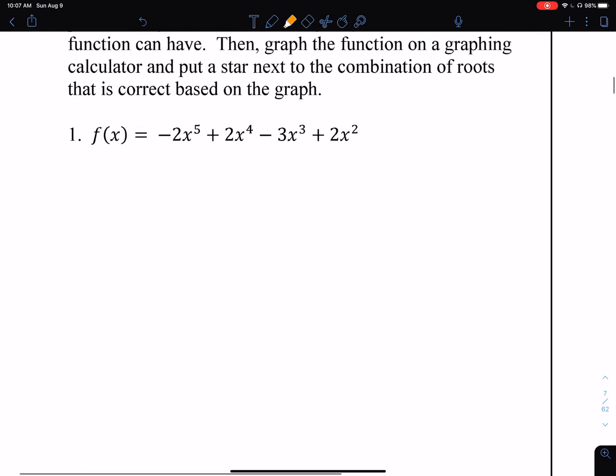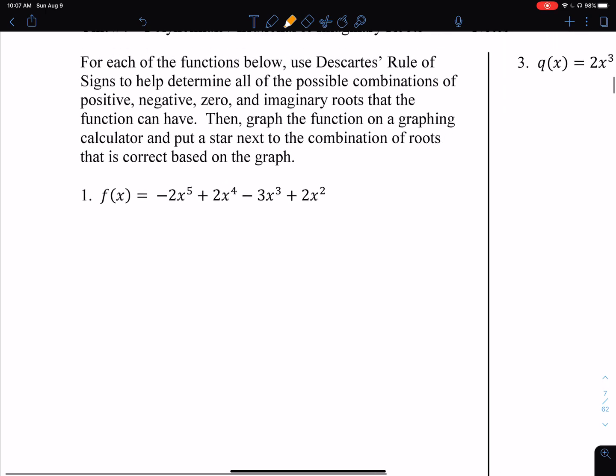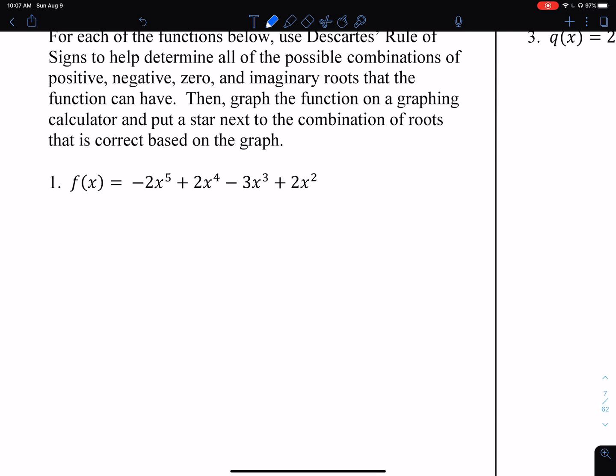Same directions, essentially. For each function below, use Descartes' rule of signs to help determine all the possible combinations of positive, negative, 0, imaginary roots that our function may have. Then graph the function on the calculator and put a star beside the one that works. So, sign changes, 1, 2, 3. I'm going to make a little table here. I'm making a table before I make my table.